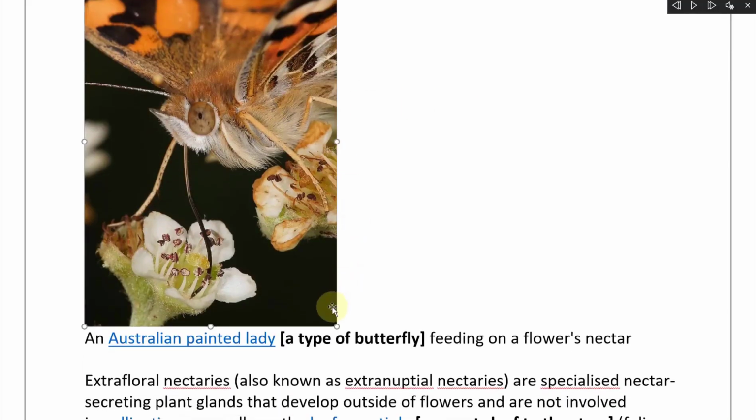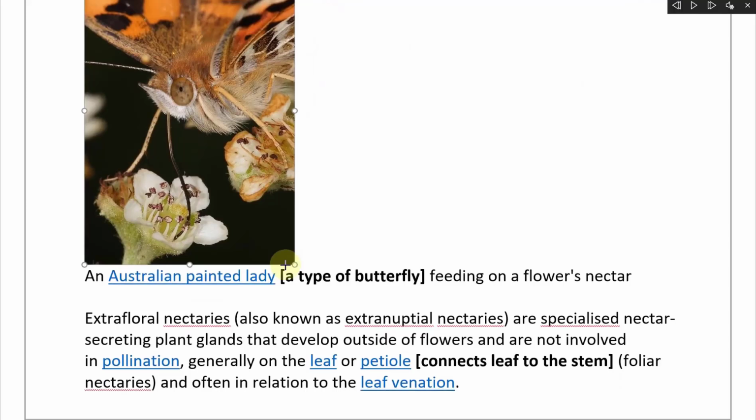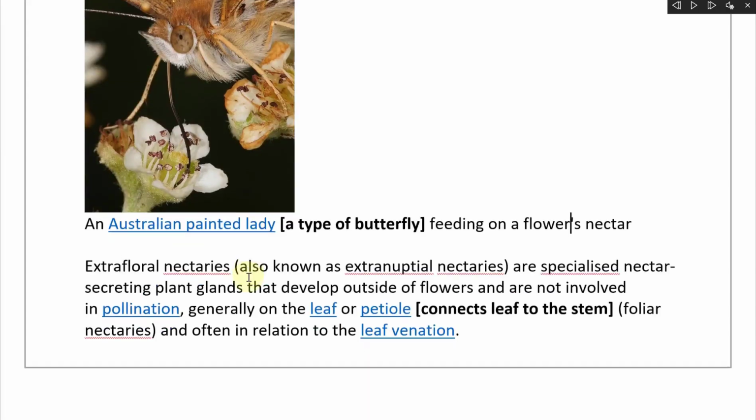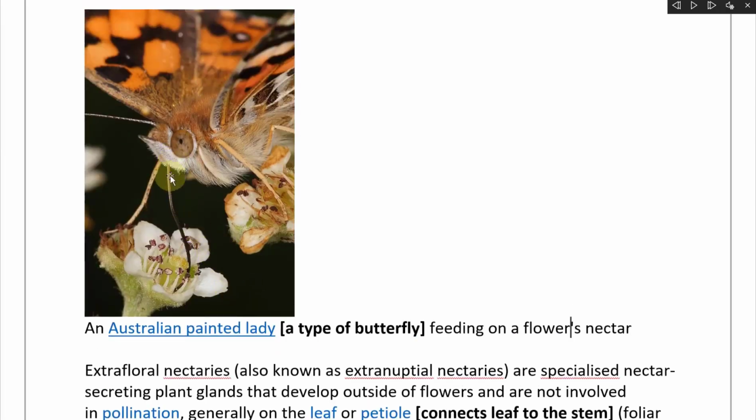So if one of them is eating from it, it's going to protect against other animals. So an Australian painted lady, a type of butterfly, feeding on a flower's nectar. So yes, it's feeding on that. It's drinking it. It's sapping onto that. Very, very interesting. There's a big giant tube there sucking it.